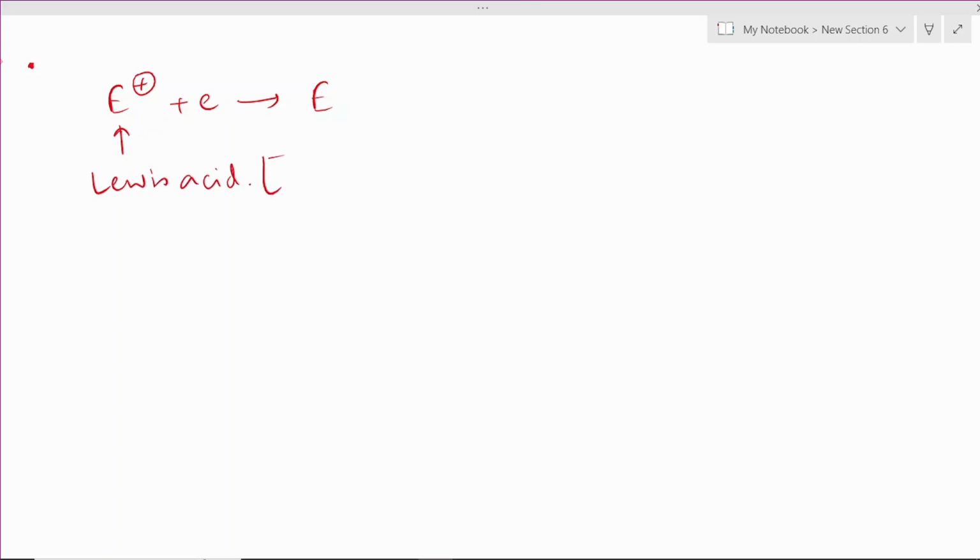Now another characteristic of electrophiles is that, as electrophiles accept electron pairs, they are called Lewis acids. According to Lewis, acids are electron pair acceptors. So electrophiles accept electrons to form E, and this acts as a Lewis acid. According to Lewis, acids are electron pair acceptors.